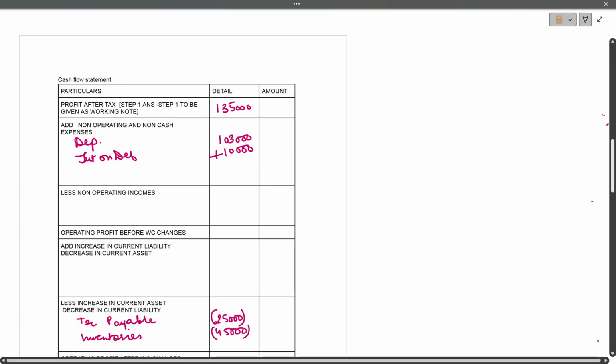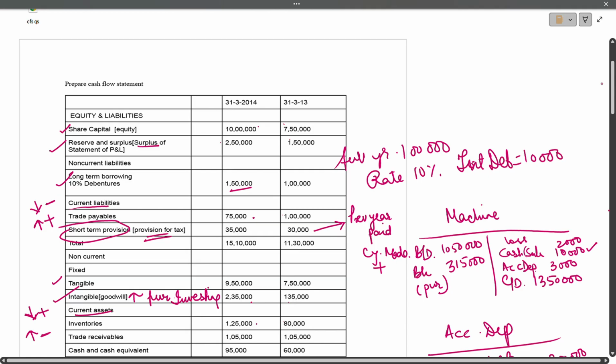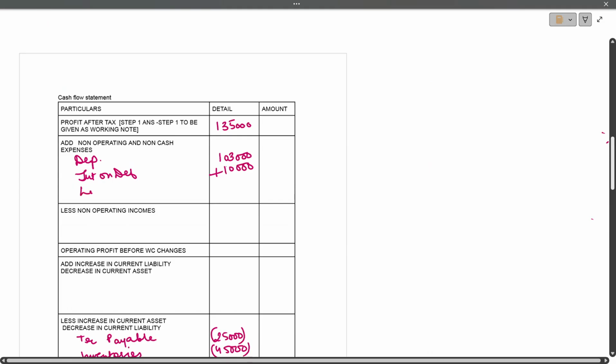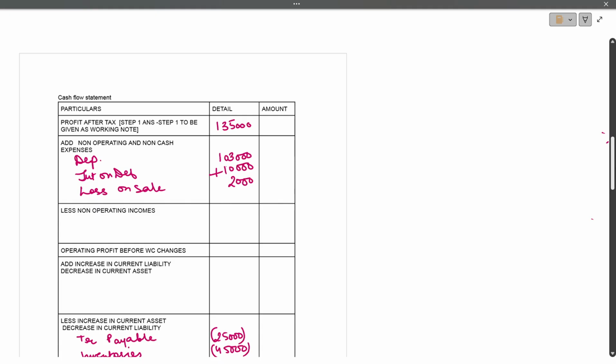We have loss on sale or not? Let's see. Yes, we have loss on sale of how much? 2000 rupees. So that loss on sale also gets added. Simultaneously only we should have added, but let's add it now. Loss on sale 2000. So this is 1,15,000. So 115 when added to 135 gives you 2,50,000. Next, we don't have anything here. Operating profit before working capital changes is 250 only.